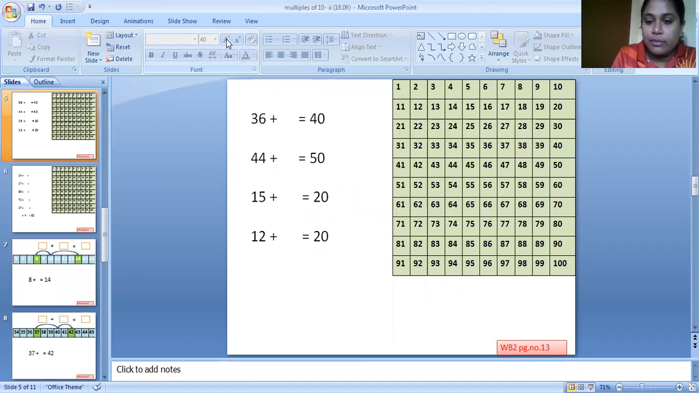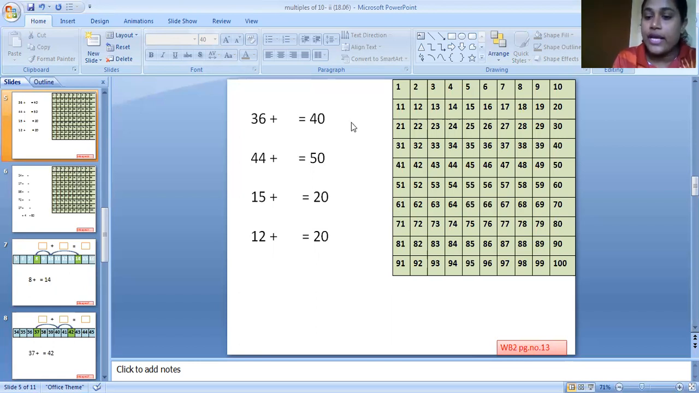Now I will move to page number 13. It says, complete the bonds to 10. We have already learned bonds to 10. Complete the bonds to 10, then find the complement to the next 10. Here, there is a blank. And I have a 100 square. This 100 square will help us to do this activity.